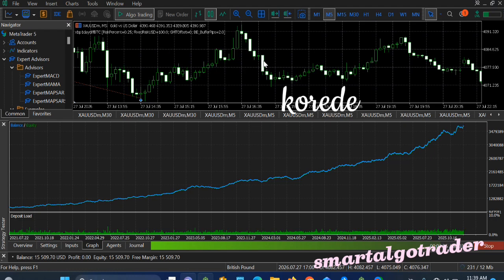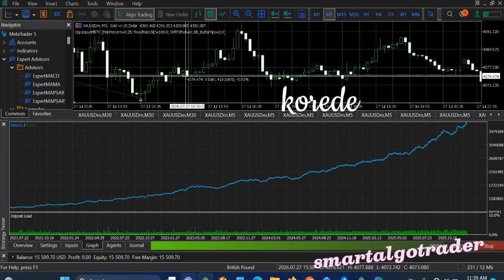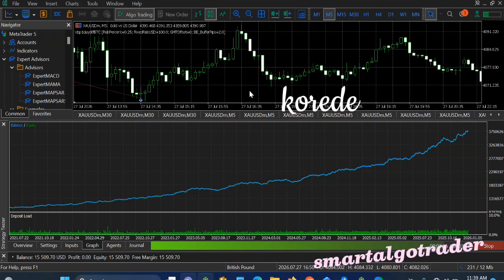This is a bullish candle. Okay, look at this candle here now. This bearish candle engulfs this previous bullish candle. Do you understand?